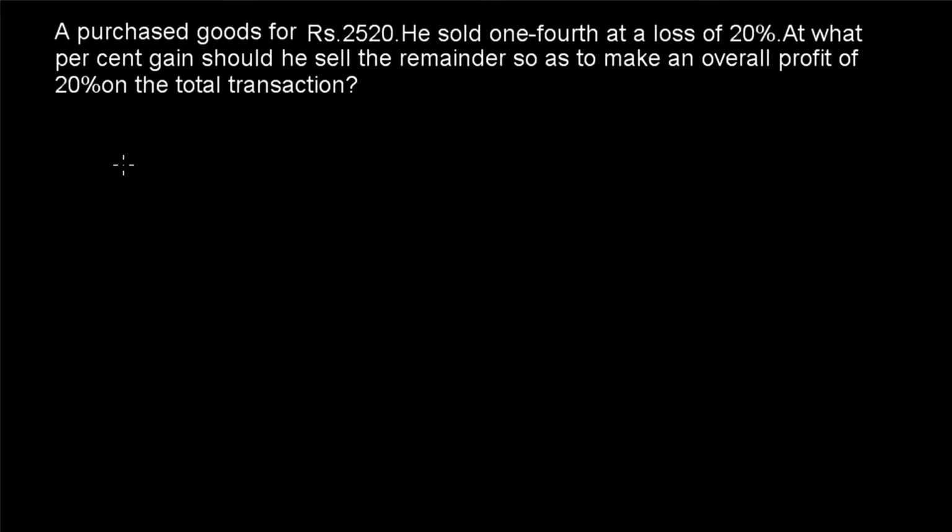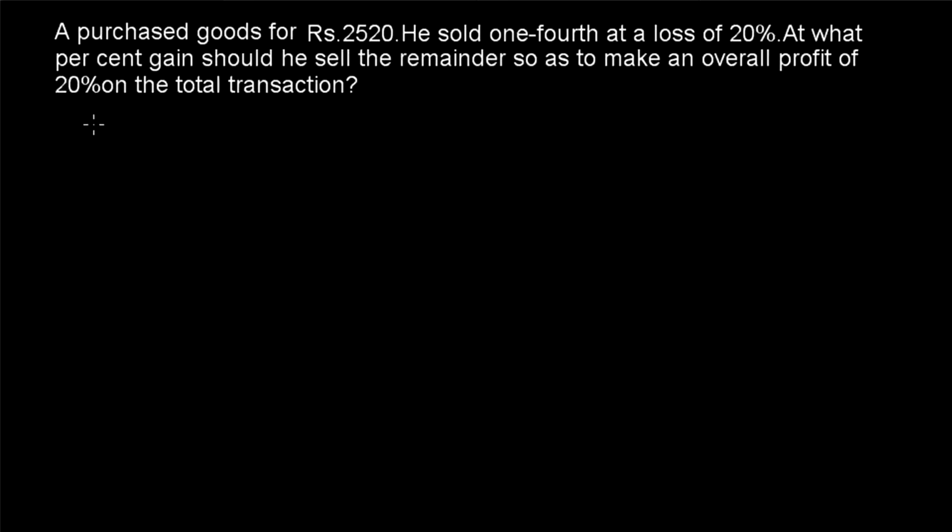So today's question is: A purchased goods for rupees 2520. He sold one-fourth at a loss of 20%. At what percent gain should he sell the remainder so as to make an overall profit of 20% on the total transaction? So what's the given question?